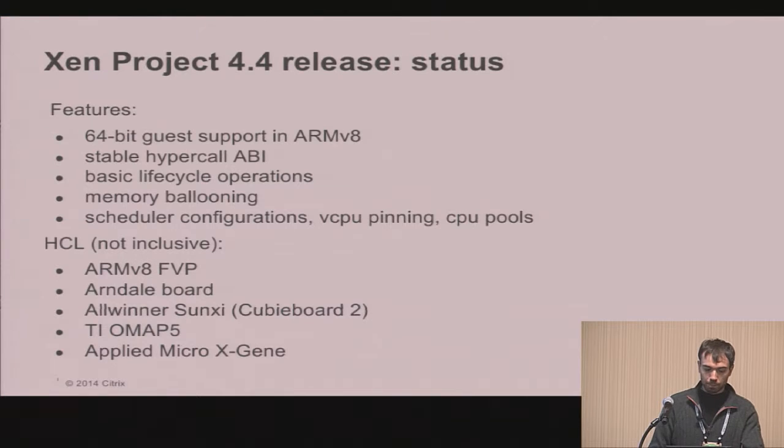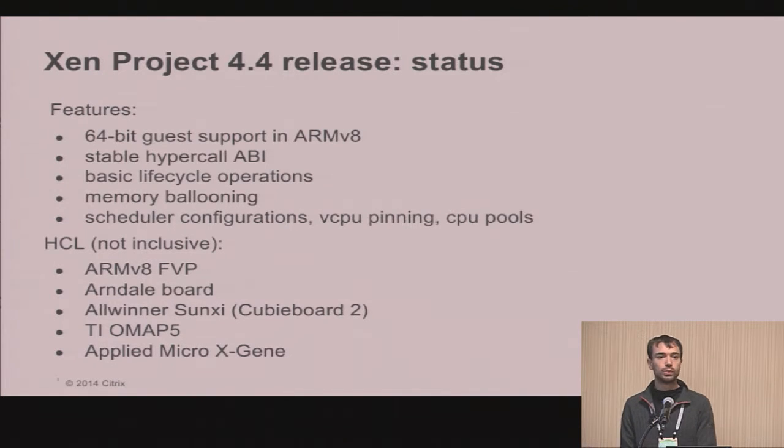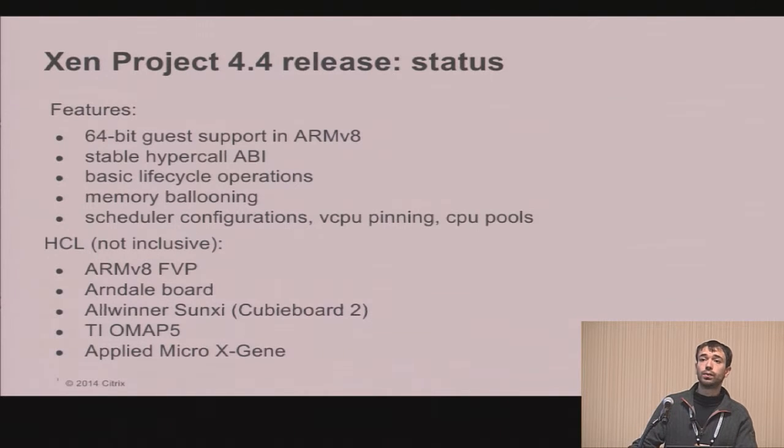So, status. Xen 4.4 was released in March this year, featuring 64-bit guest support and a stable hypercall ABI, so that's maintained for backward compatibility going forward. It supports all the basic lifecycle operations, so we can create VMs, destroy VMs, reboot VMs, pause VMs, all the basics. Memory ballooning, so increasing and decreasing the memory reservation of VMs at runtime. Scheduler configuration, vCPU pinning, and CPU pools.